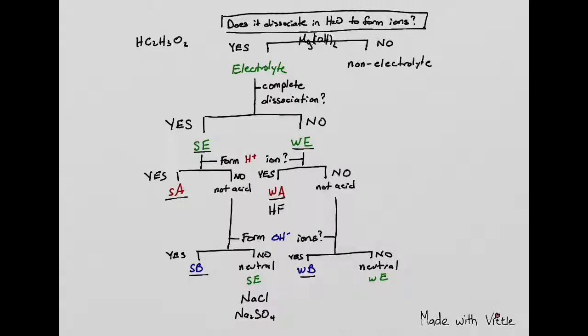Magnesium hydroxide will form ions when you put it into water, so it's an electrolyte. But remember that it's not very soluble in water, so most of it is going to stay magnesium hydroxide rather than the ions, so the dissociation is not complete. It is a weak electrolyte. The ions it forms do not include H+, so it is not an acid. However, it does produce OH- or hydroxide ions, therefore it is a weak base. Acetic acid will dissociate. It's an electrolyte. Again, it's one of those that does not dissociate completely. It is a weak electrolyte. One of the ions it produces is an H+ ion, so it is a weak acid.